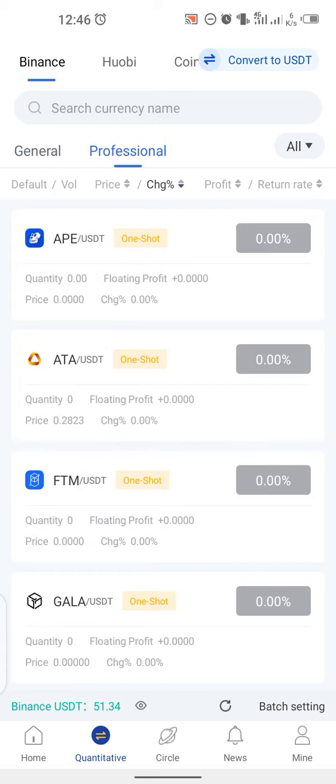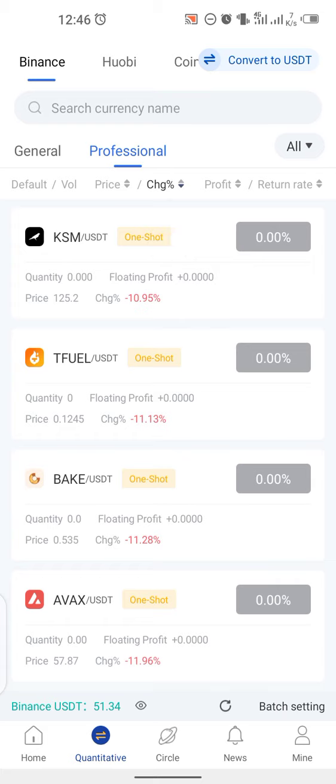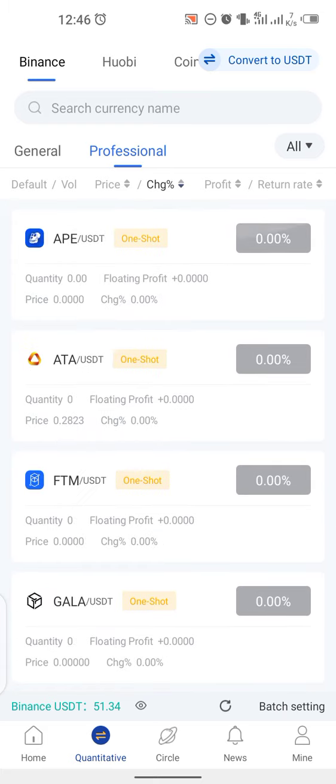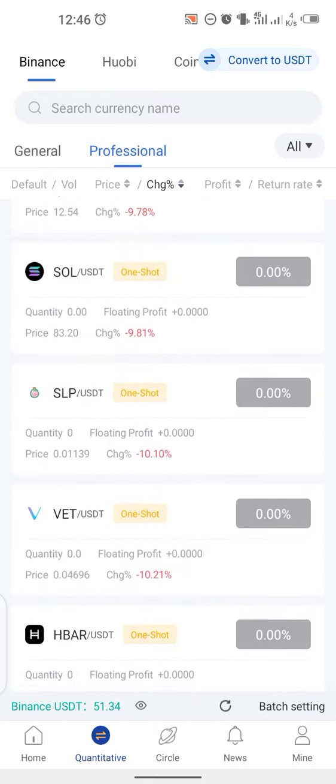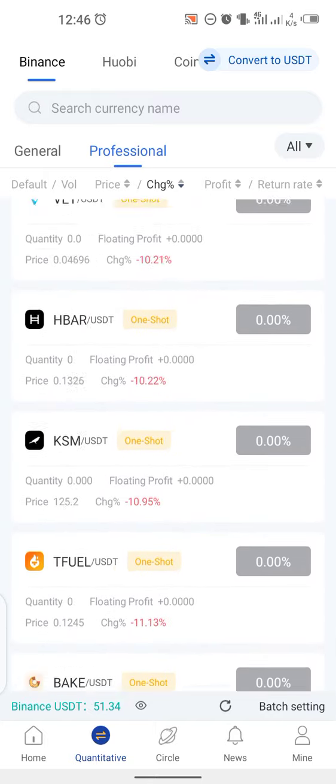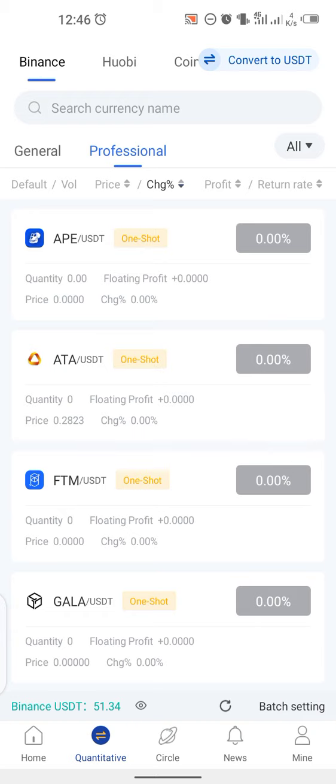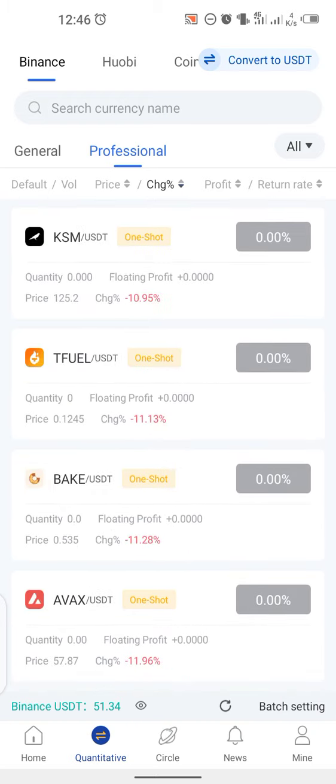We have the professional coins, and here we also want to look at the percentage change, from the coins that are doing poorly at the moment to the coins that are doing better or best, ladies and gentlemen. And this we can see in the percentage change. So how do you select a coin, or how do you start a trade?